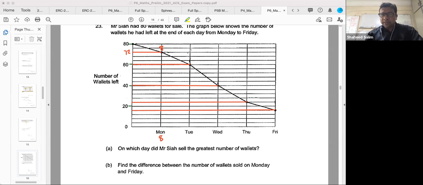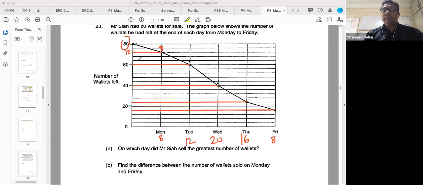Tuesday is 3. Can you see? 1, 2, 3. He sold 3. This is 12. Wednesday, 1, 2, 3, 4, 5. 5 times 4, 20 wallets. Thursday, 1, 2, 3, 4. 16 wallets sold. Friday, 2, 4, 8 wallets sold. You must know how to calculate wallets sold. See, how does it work? At first, he got 80 wallets. On Monday, end of Monday, he only got 72 wallets. So how many wallets sold? 80 minus 72, 8. Or you can count 4, 4, 8.